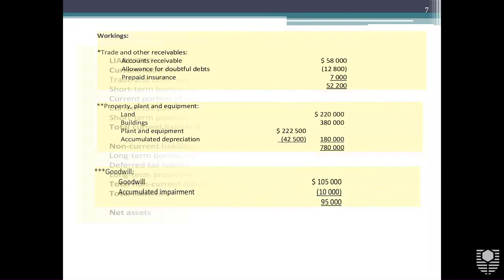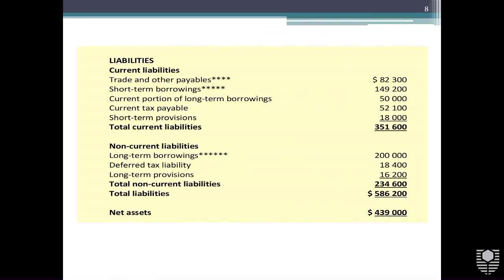Let's have a look at our liabilities now. We need to make sure we divide them into current and non-current. Again, we want them in order of liquidity, particularly your current assets and current liabilities.